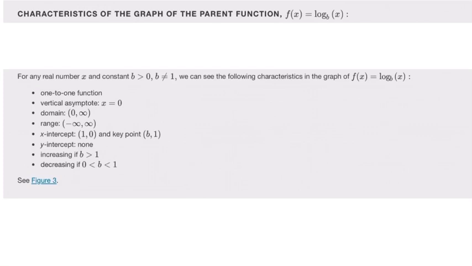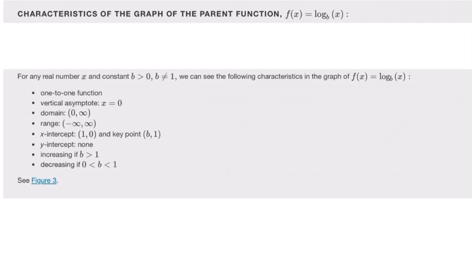Now the characteristics of the graph of the parent function log base b. For any real number x and constant positive b, with b not equal to 1, we can see the following characteristics of the graph of f of x equals log base b of x. It's a one-to-one function. That means it passes the horizontal line test and it has an inverse. Every y corresponds to exactly one x.